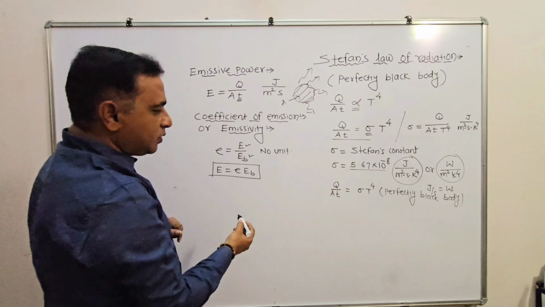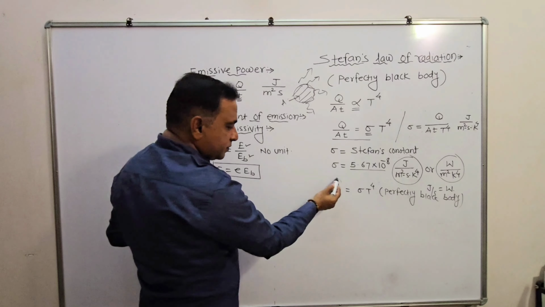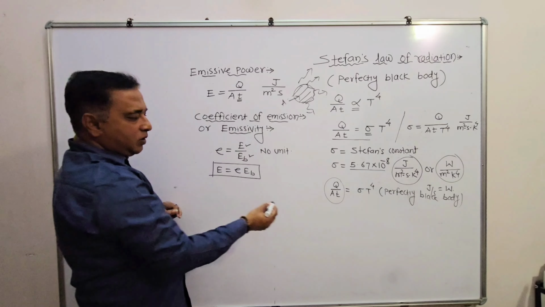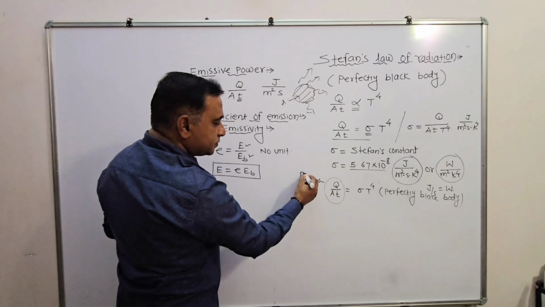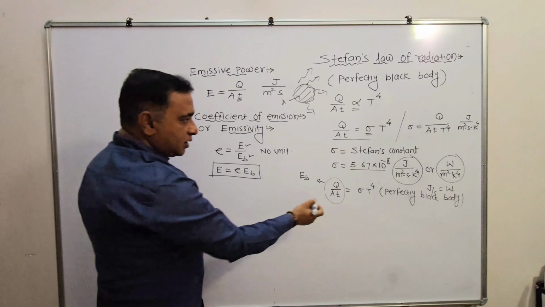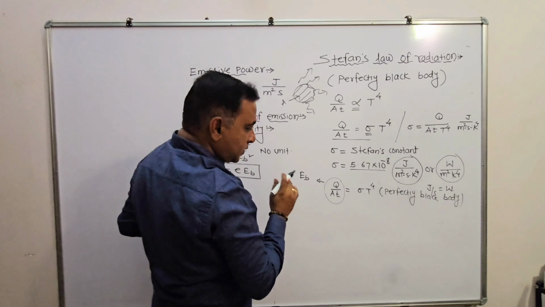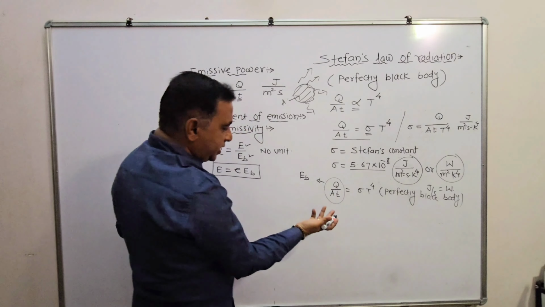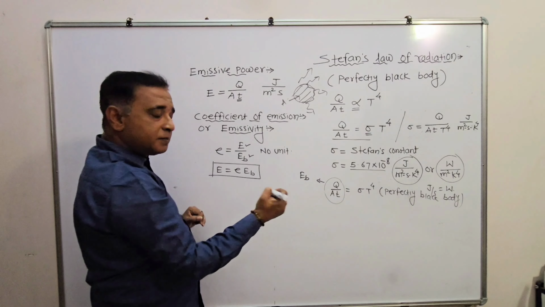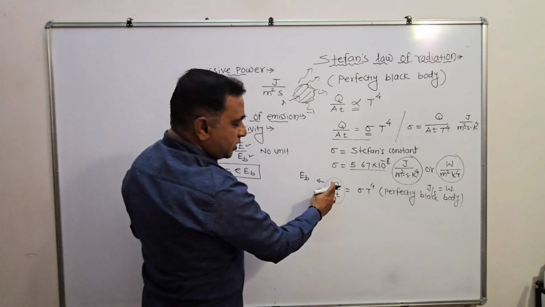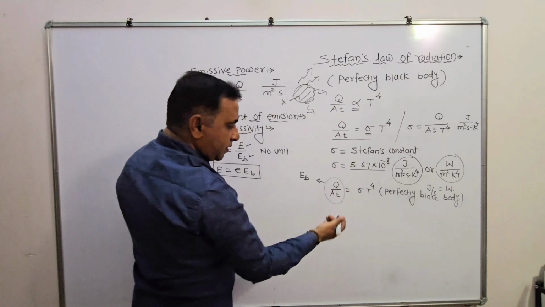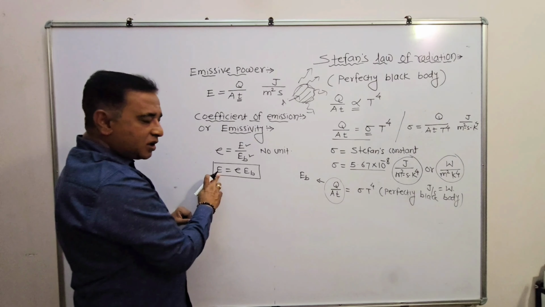Okay. What about the ordinary body then? Very simple. As we know, this is nothing but your E, and E into EB. Already we know this is EB because it is for the perfectly black body. So EB is equal to Q upon AT, no doubt. This is for the perfectly black body. Instead of that, just a symbol, that is EB. EB is equal to Q upon AT, which is equal to sigma into T raised to power 4 for the perfectly black body. For the ordinary body, obviously E is the emissivity.